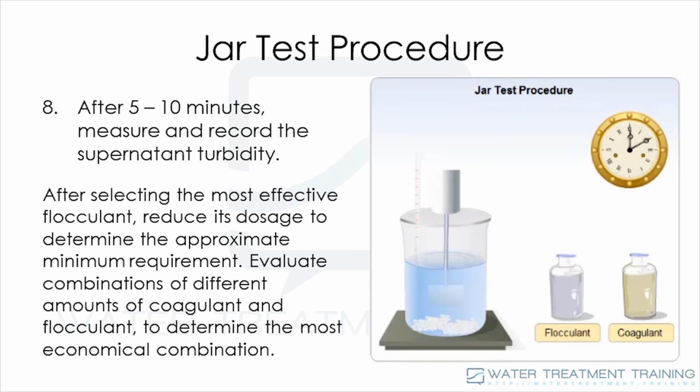Test different flocculants first to select the most effective one. After the most effective flocculant is selected, vary its dosage to determine the minimum dosage requirement. You may also evaluate combinations of different amounts of coagulants and flocculants to determine the most economical combination.